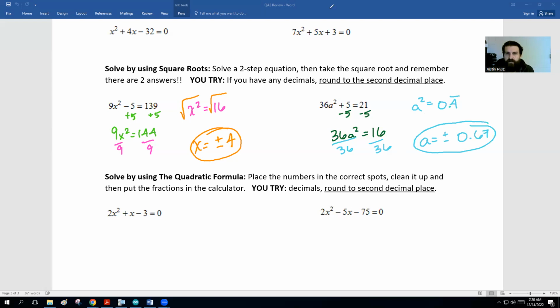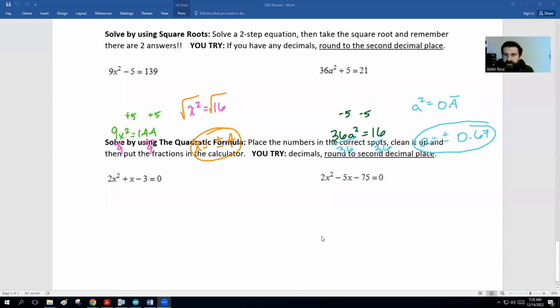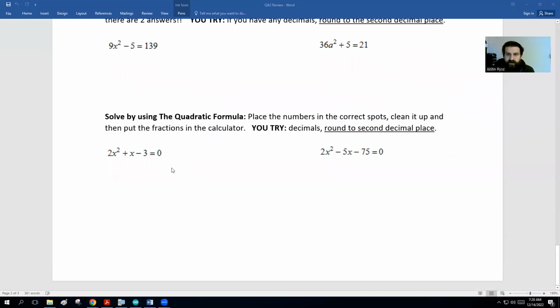All right, and then one of the last things we did, right, is the quadratic formula. So with the quadratic formula, we got the equation. Hopefully you got this memorized. We got x equals negative b plus or minus the square root of b squared minus 4ac all over 2a. Just writes itself. So let's get this started.